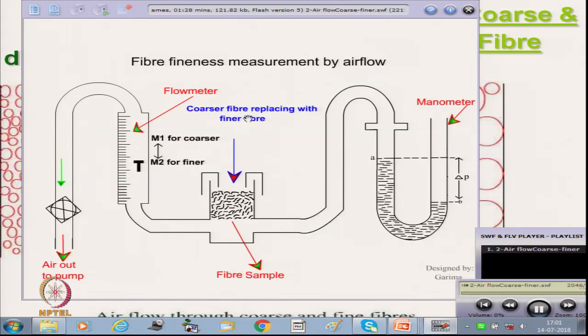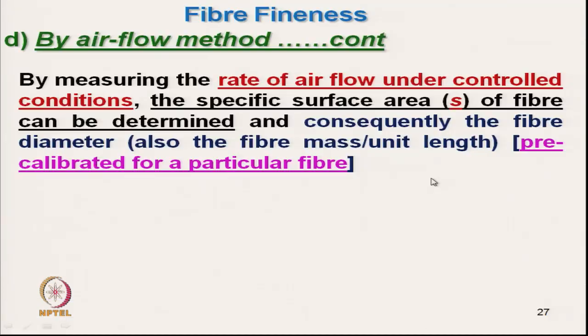Now, this coarse fiber is being replaced with the fine fiber. Now, it is fine fiber. Now, what happened? The flow rate has dropped. So, this is the change in flow rate. From there we can get an idea about how the flow rate is changing. So, by measuring the rate of air flow under controlled condition, controlled condition meaning what we have discussed, proper opening and the same amount of fiber, the specific surface area of fiber can be determined.